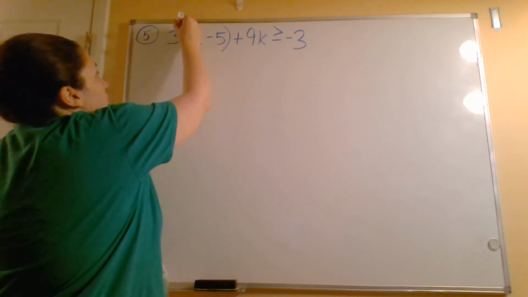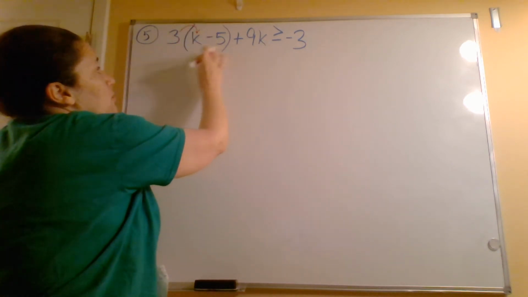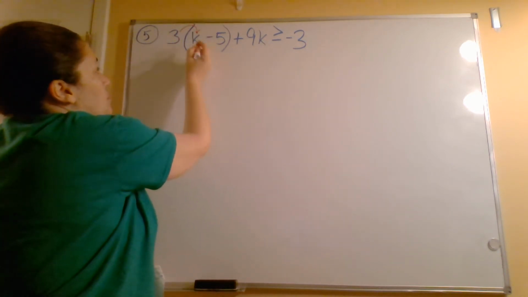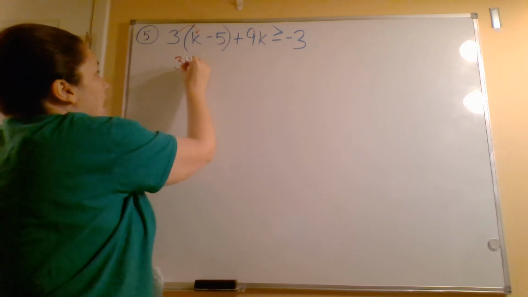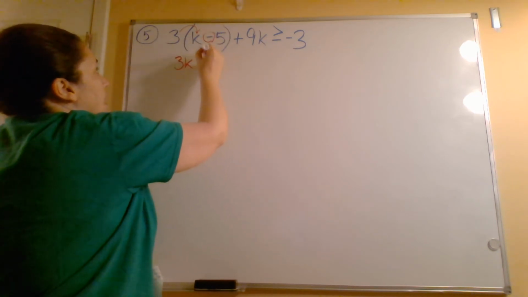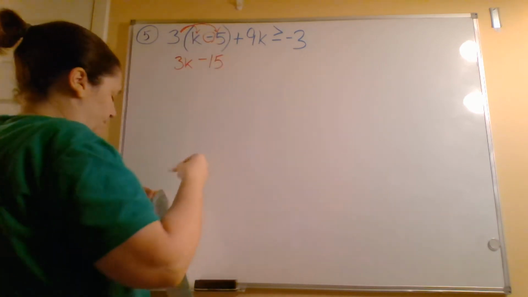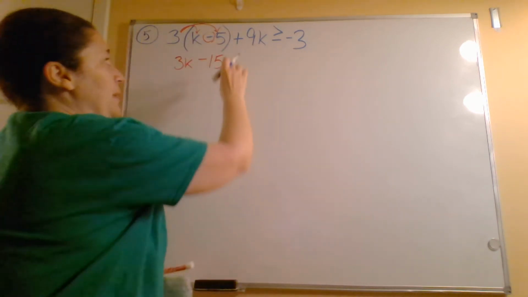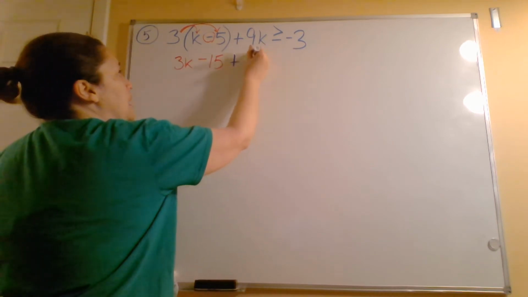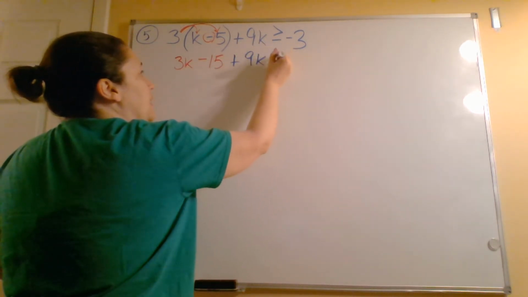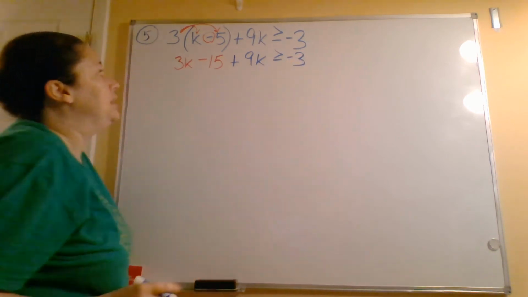When I distribute to get rid of these parentheses, I give the 3 to the k and make it 3k. Write down the minus sign. Give the 3 to the 5, and 3 times 5 is 15. Then I write down the rest of the problem. Plus 9k is greater than or equal to negative 3.